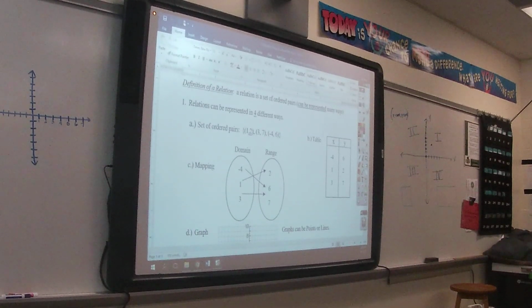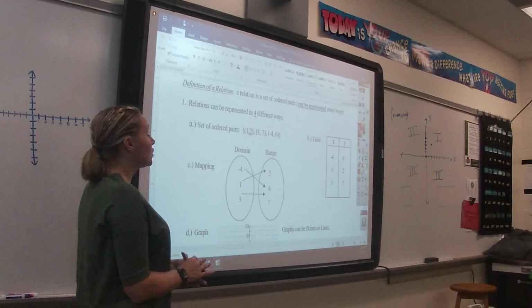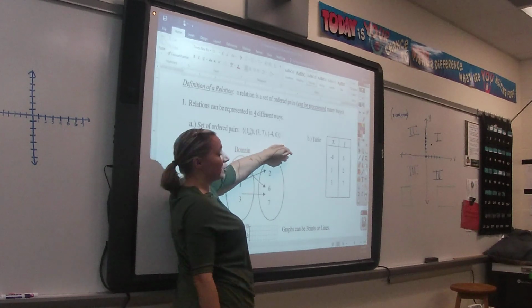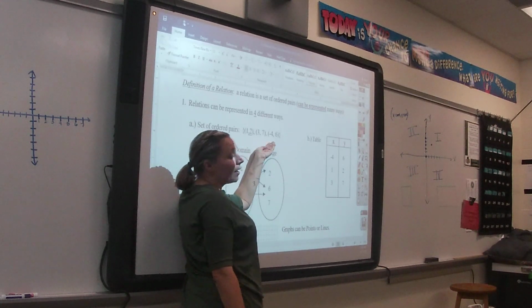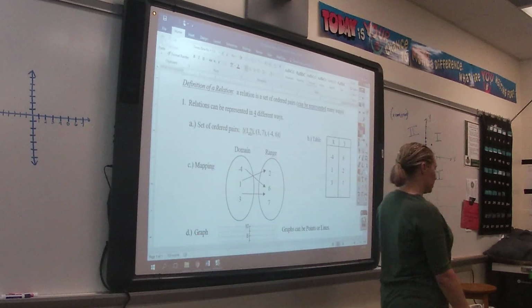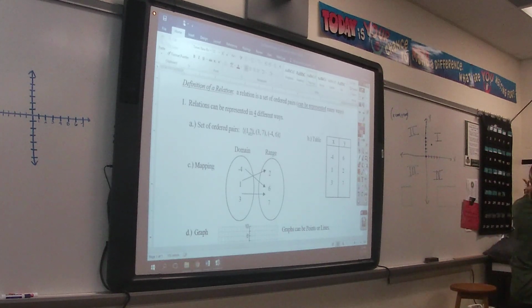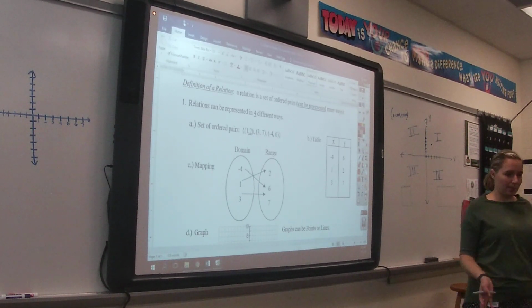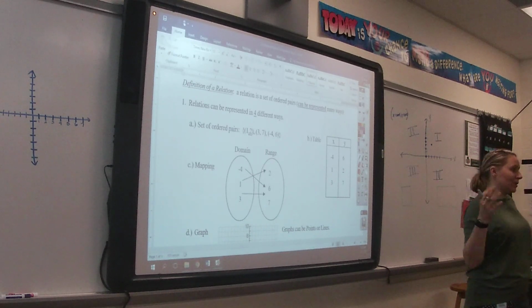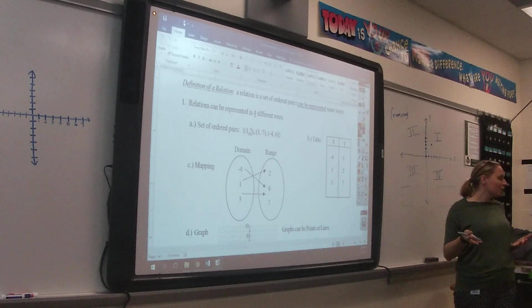A relation is a set of ordered pairs, and it can be represented many ways. So we can represent a relation as just ordered pairs. Now, this relation can be random ordered pairs, or the relation can be made up of information like your height, comma, how many cookies you ate yesterday. It doesn't really have to make sense. It can be a combination of any two things we want it to be.